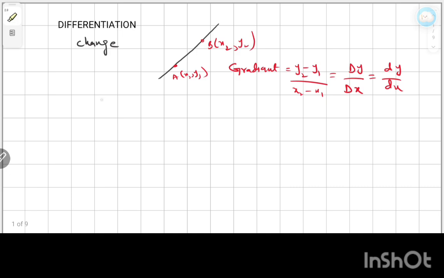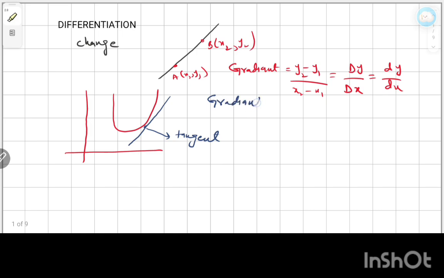Another very important thing to discuss: there is a curve, and this curve is cut by a line. We say that this line is a tangent. So we also talk about the gradient of the tangent. What's the gradient of the tangent? It's also y2 minus y1 over x2 minus x1, and we say that it is dy over dx.